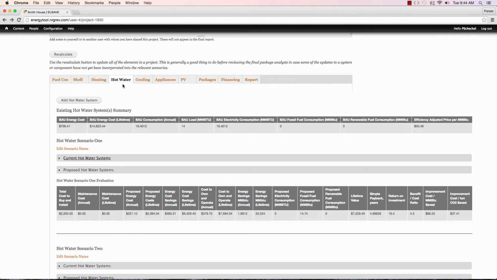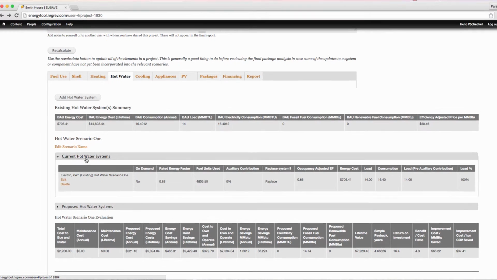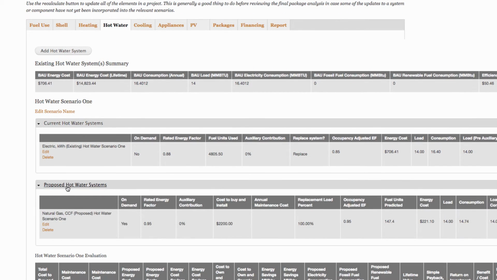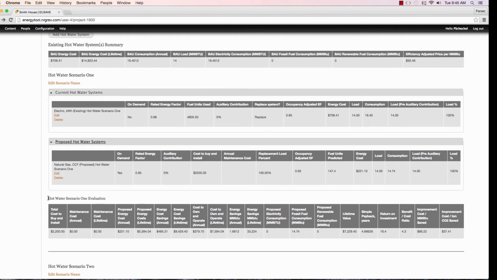Let's save this now. We've landed once again on the hot water page where we can take a look at our current and proposed hot water systems. The existing water heater remains as we modeled it, and you can see that the numbers have carried over from our proposed hot water heater entries. The hot water scenario evaluation gives us a comparison of existing and proposed energy use and savings. Take a few minutes to review the figures that the tool has calculated for you. They're similar to what you've already seen on the heating evaluation page.